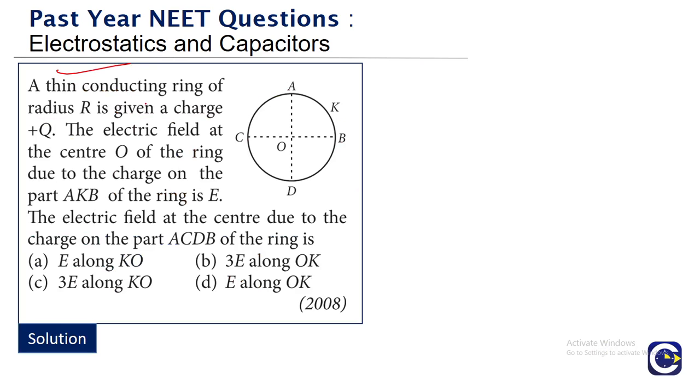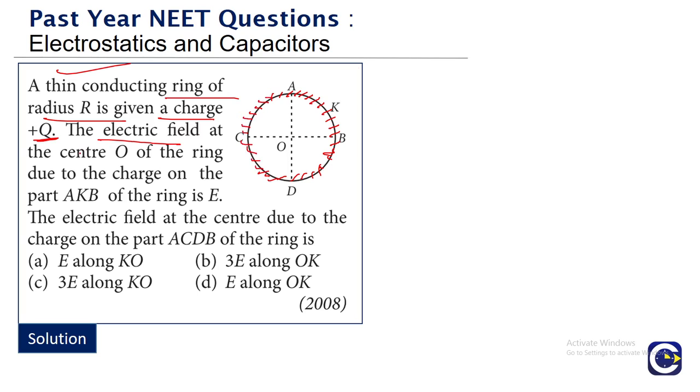A thin conducting ring of radius r is given a charge plus q. Here you can see this is the conducting ring, and it is given a charge. The charge will reside on the entire perimeter, or the circumference.